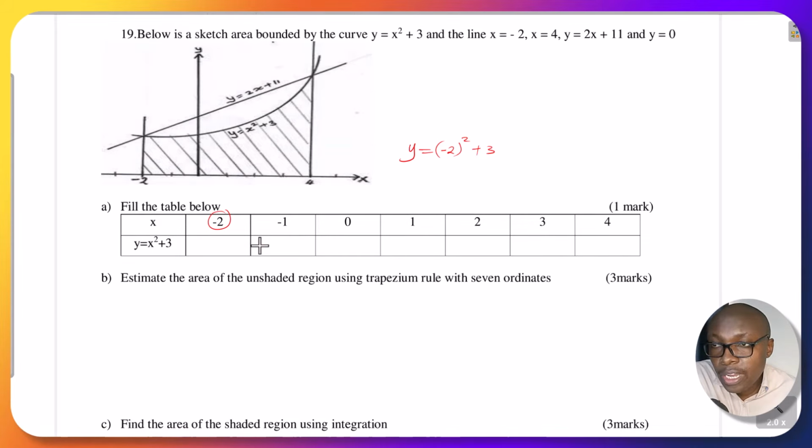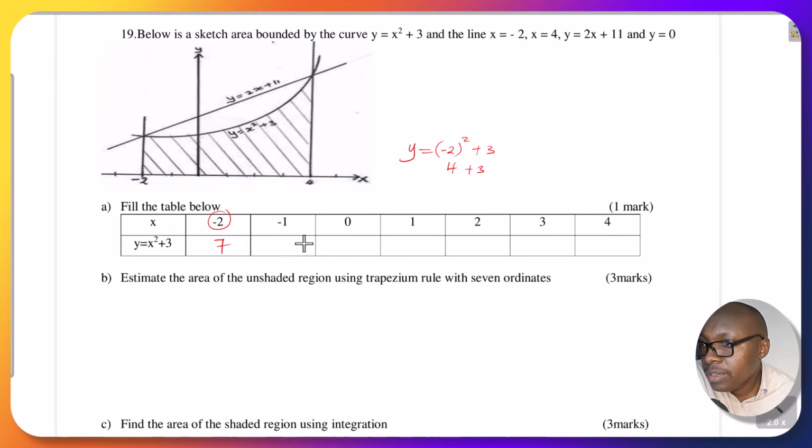Be careful about the negative. You have to enclose that -2 in the bracket so that you don't find yourself squaring only 2 and leaving the negative. So this will give you 4 plus 3. So that is what you're supposed to do for all the others. Simply substituting the value of x in that function. So when you do that, this is what you're going to get.